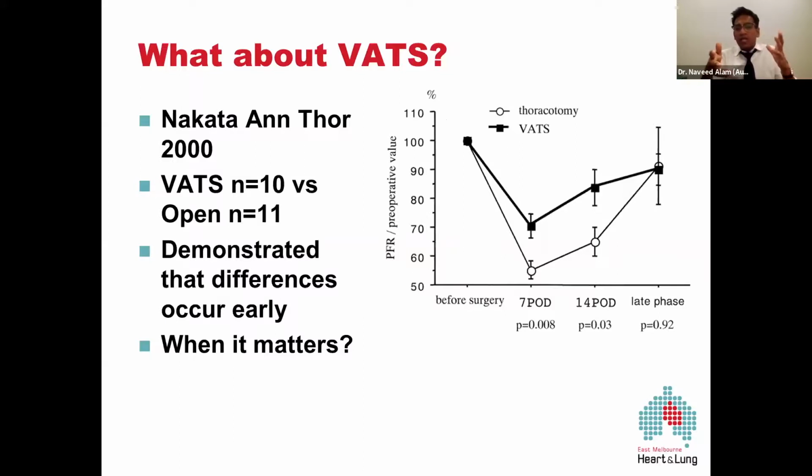So in a small study done in a Japanese center where we know they were doing kind of true thoracoscopic procedures, they just looked at VATS FEV1s versus thoracotomy FEV1s, just a small group, 10 patients in each arm basically, but they noticed that the difference happened early. And you can see here that on post-op day 7, there was quite a dramatic difference in the VATS FEV1s, which went down from, say, 100% of their preoperative value to 70 after a VATS procedure, whereas after a thoracotomy, they went down to about 55.